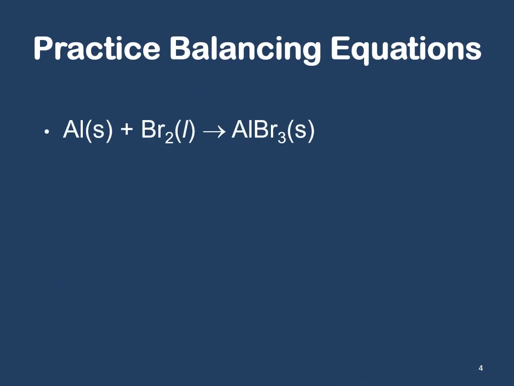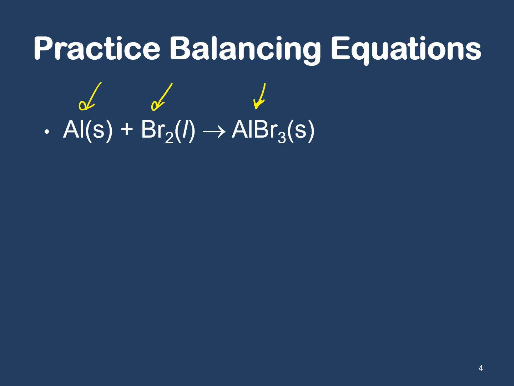So we have Al solid reacts with bromine to form aluminum bromide. Now, if we look at these, we're always going to go to this one first because it's the most complex compound in the reaction. These are both elements by themselves, and we want to balance them at the end.